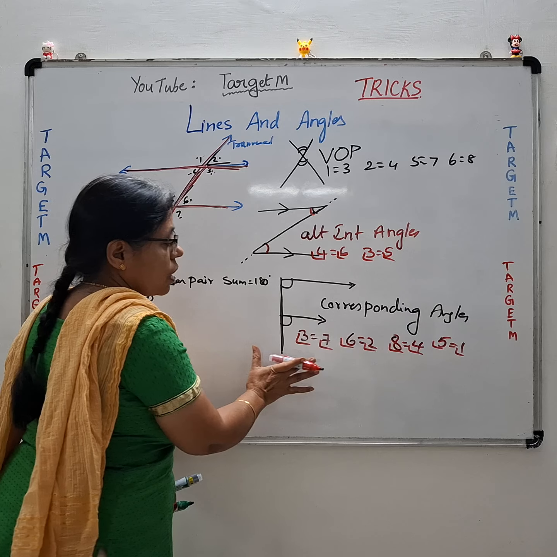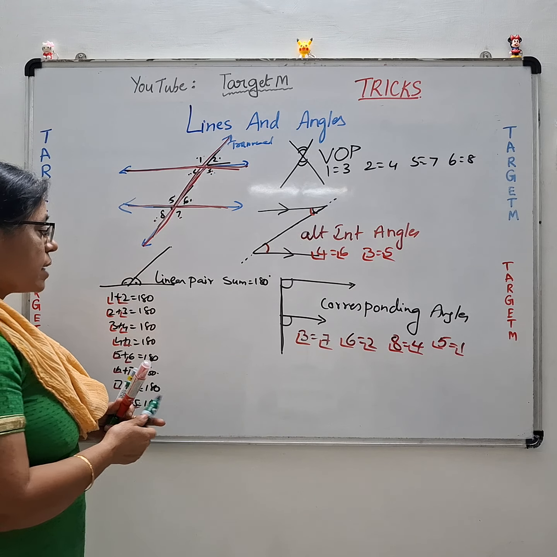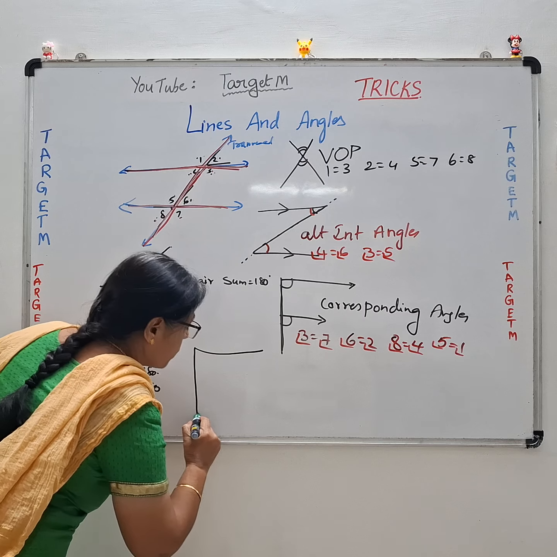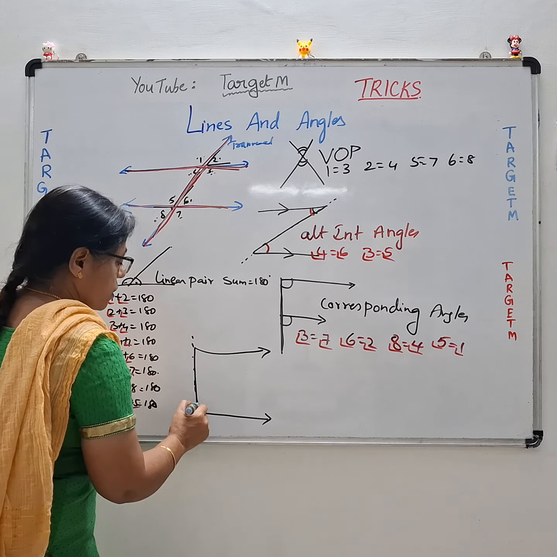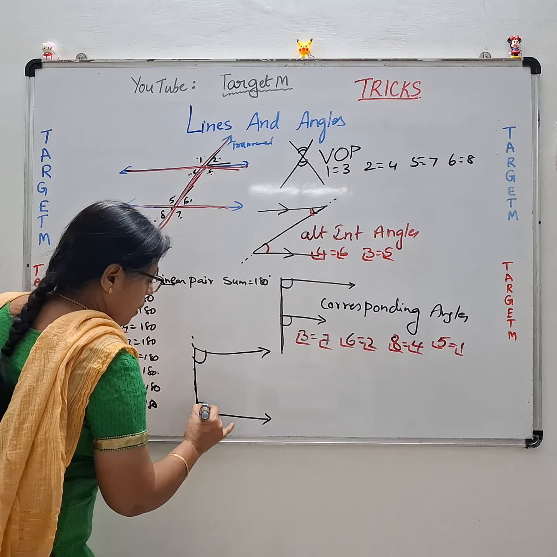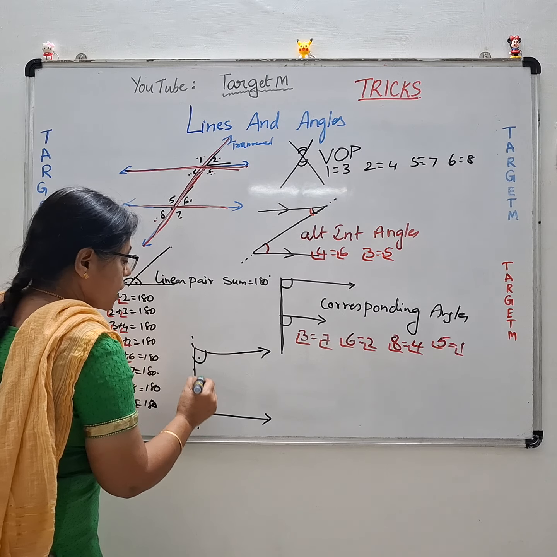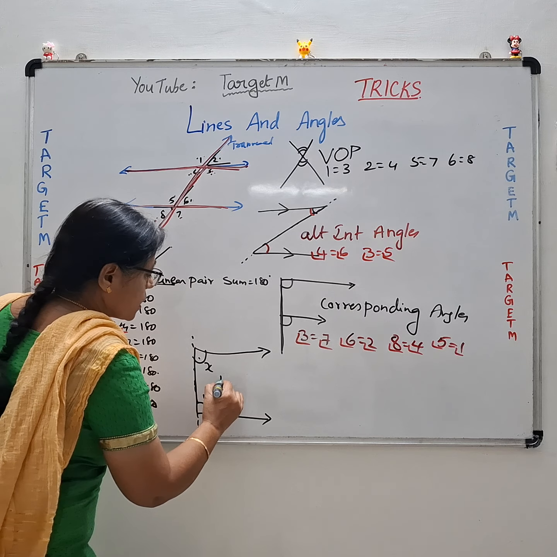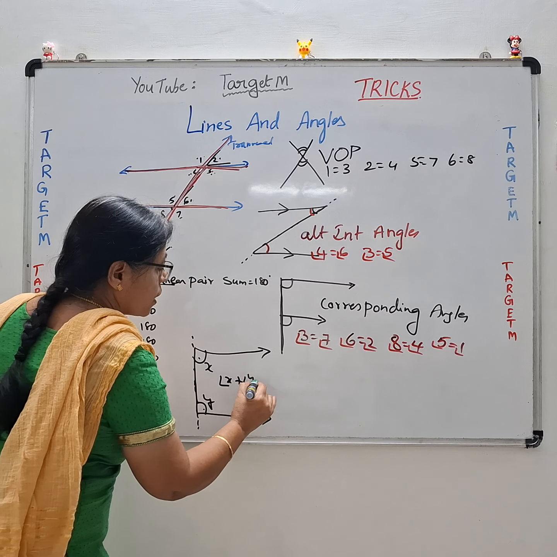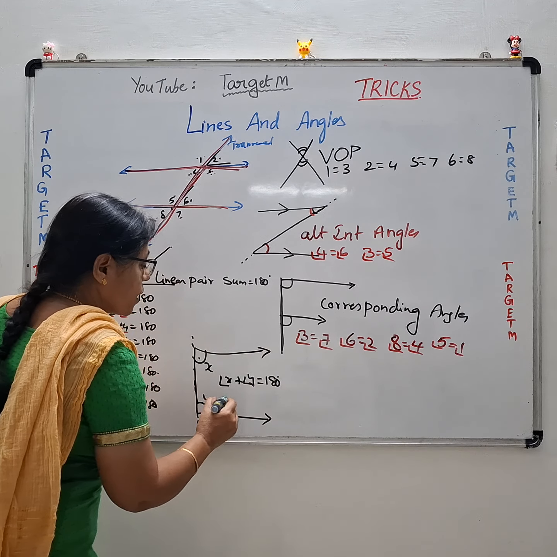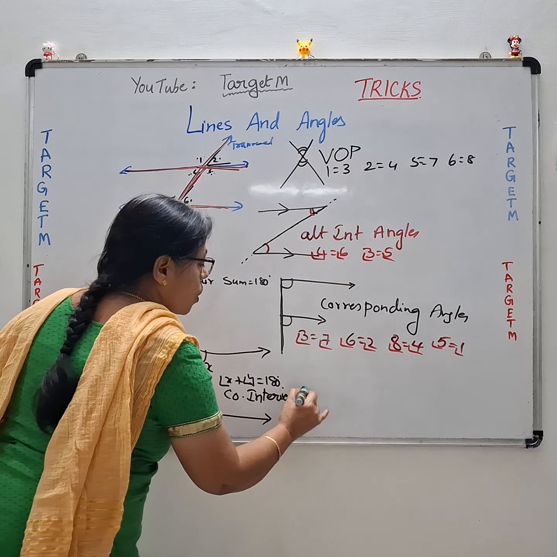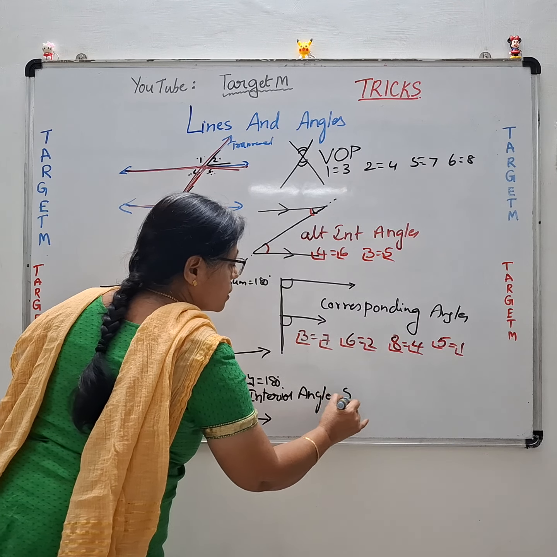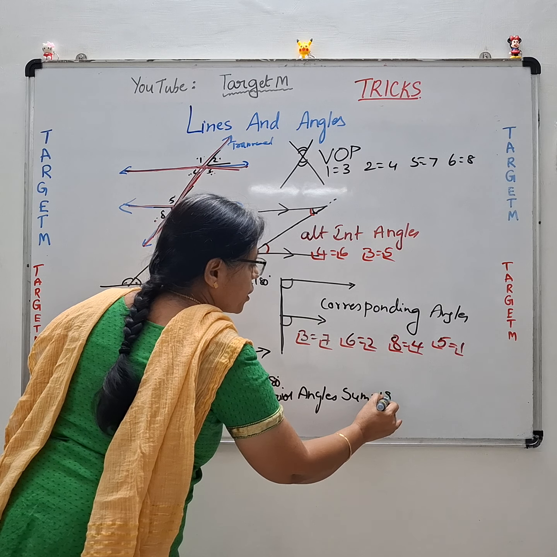So F shape is called corresponding angle. Now the next shape, just remember the C shape. These two lines should be parallel lines and this line is called the transversal line. Then this angle plus this angle: if you take this as x and this as y, angle x plus angle y sum up to 180 degrees. This kind of angles are called co-interior angles. So all the time the co-interior angles sum up to 180 degrees.